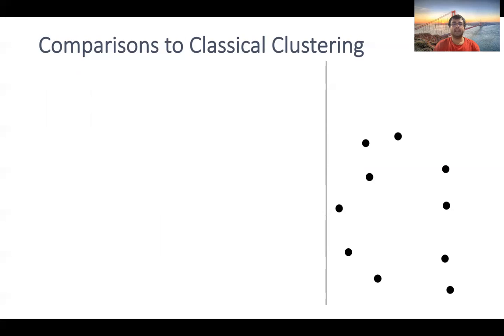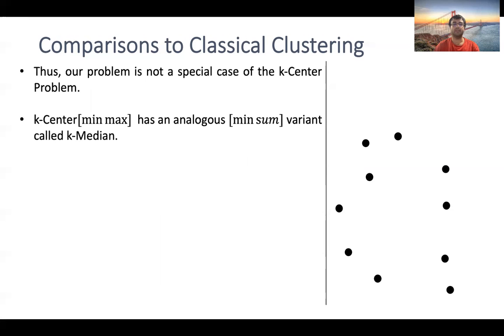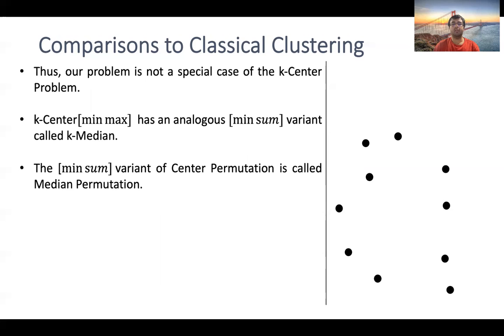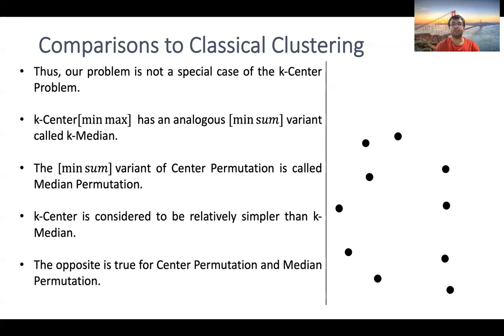Now, just like the k-center problem has an analog, which is known as the k-median problem, a min-sum analog of the min-max variant, which is k-center, our problem, the center permutation problem, also has a min-sum variant, which is known as the median permutation problem. There is another difference between the classical clustering problems k-center and k-median and our setting: the k-center problem is usually considered to be simpler than the k-median problem. In our case, it's exactly the opposite. In our case, the center permutation problem is considered to be much harder than the median permutation problem.